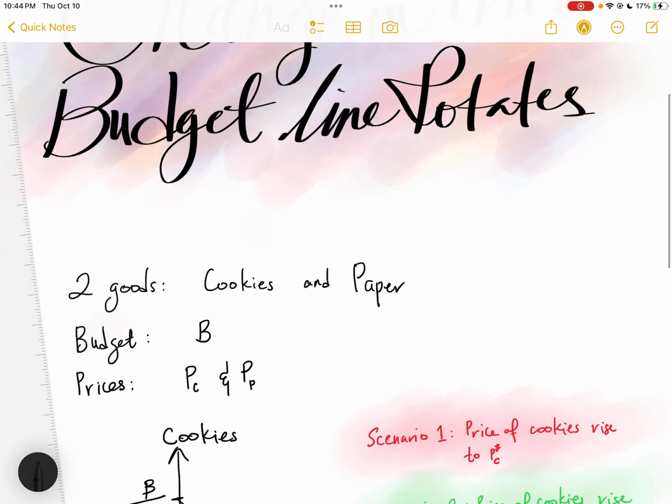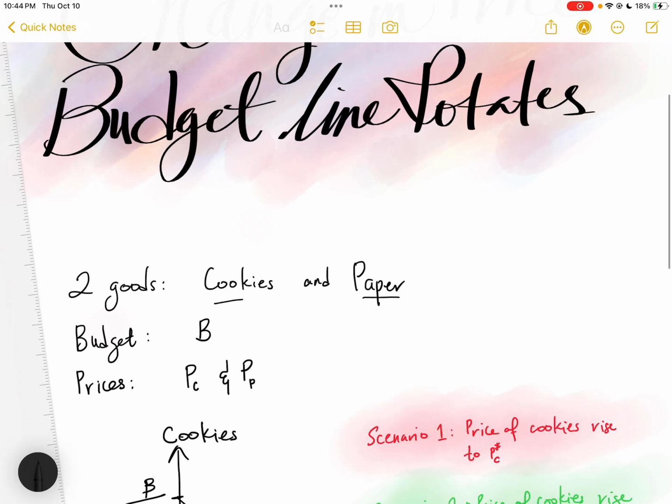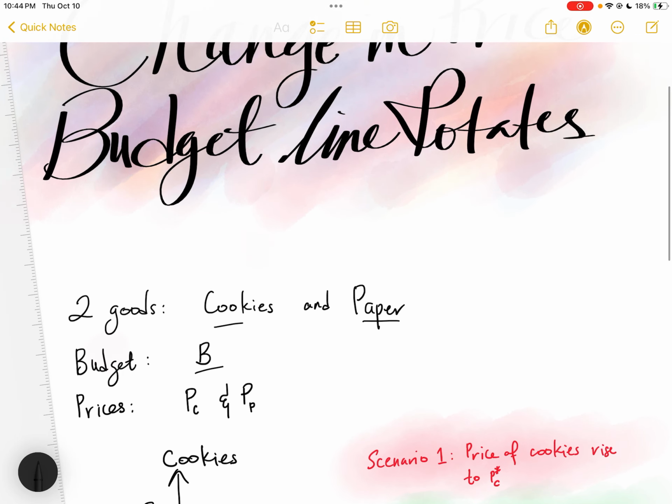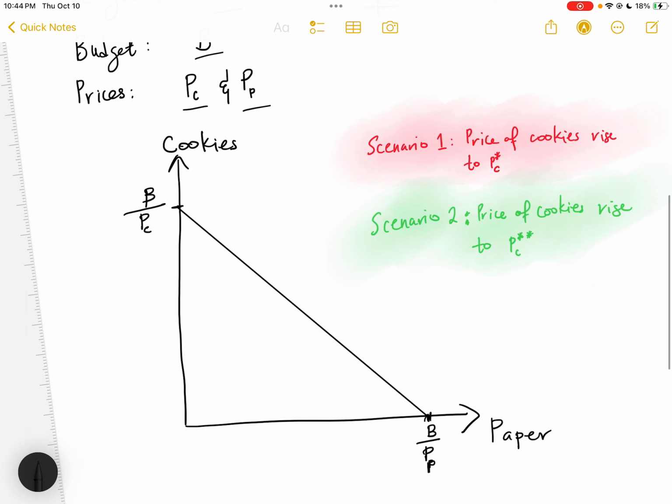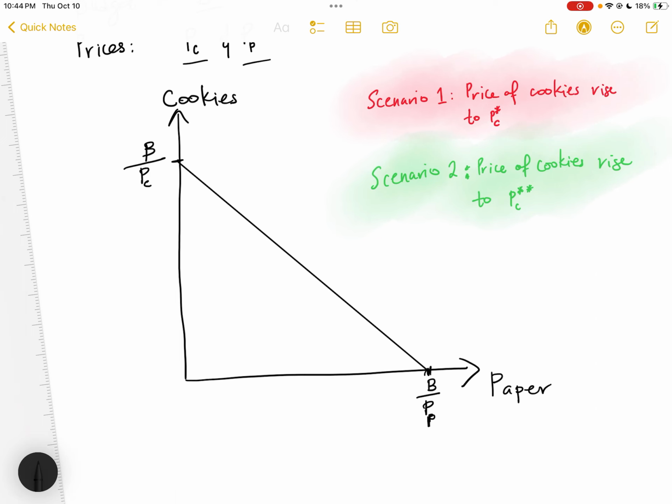a graph. Let's imagine two goods, cookies and paper, and our budget is denoted by B. And let's say the prices for cookies will be PC and prices for paper will be PP. So I did a bit of work ahead of time. That way the video is shorter. So we have cookies on the y-axis and paper on the x-axis, and the intercepts are also here. If you're confused how I got these intercepts, please watch my video on how to draw the budget set.